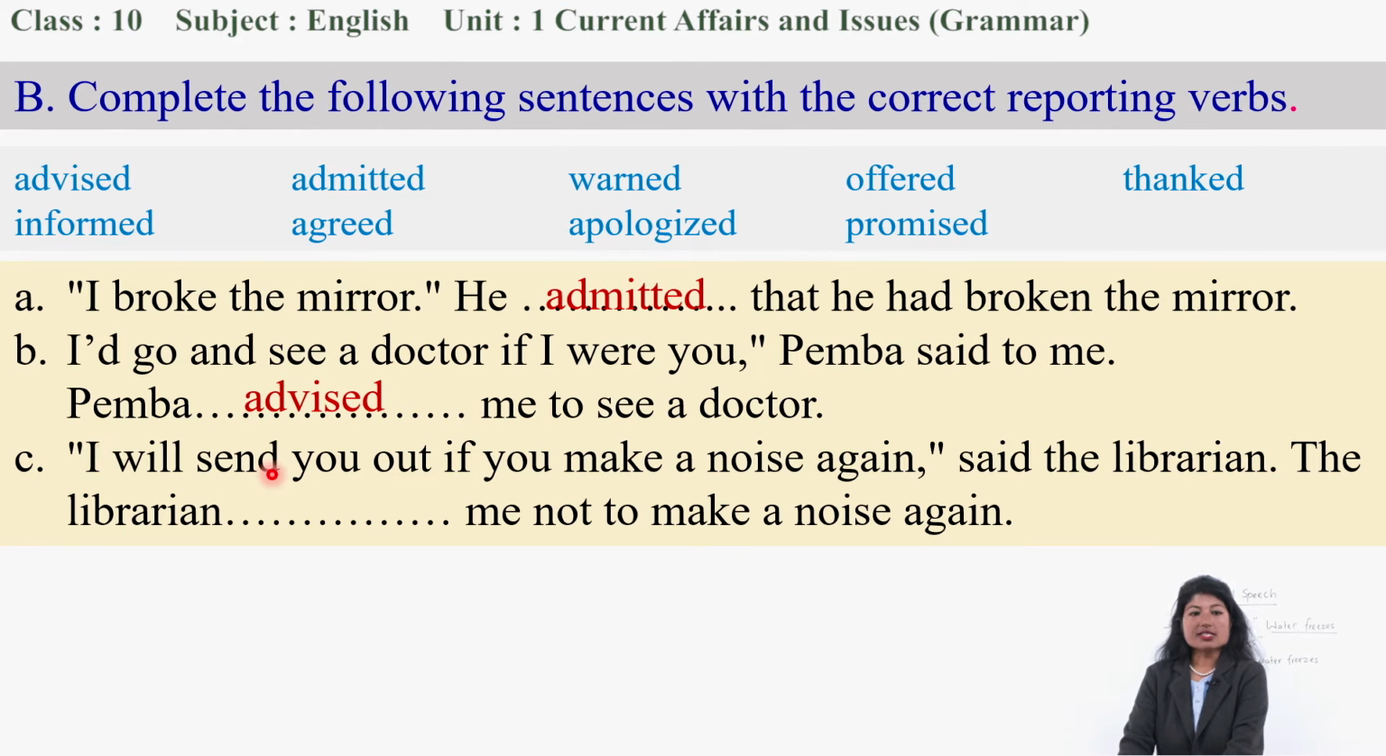Next, I'll send you out if you make a noise again, said the librarian. What did the librarian do? Warning, gave a warning. So here, which one is the suitable reporting verb? Warned. Obviously warned. Okay.